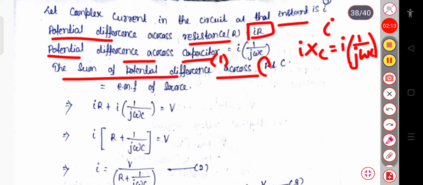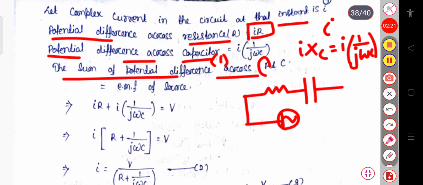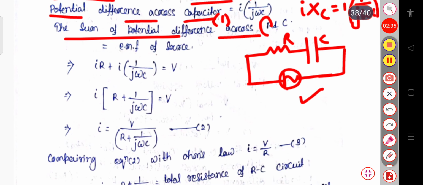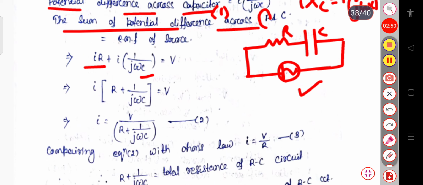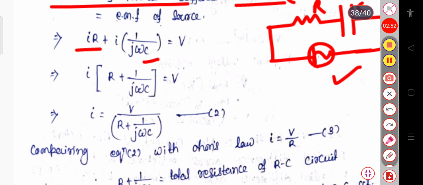Since the circuit contains the resistor and the capacitor, we will take the sum of the potential differences. Here is the alternating current source. The sum of the potential difference across the resistance R and the capacitance C will be equal to the EMF of the source at that instant. This is the KVL, Kirchhoff's voltage law. So for the resistance R we can write IR, plus I into 1 by j omega c for the capacitor, and this is equal to the total potential V.